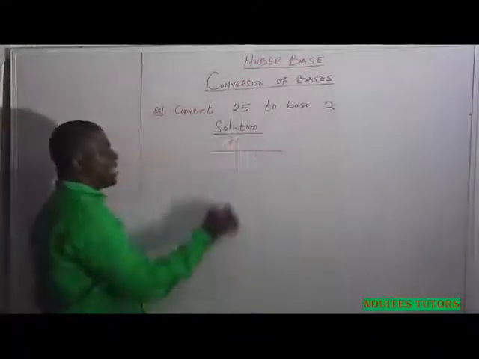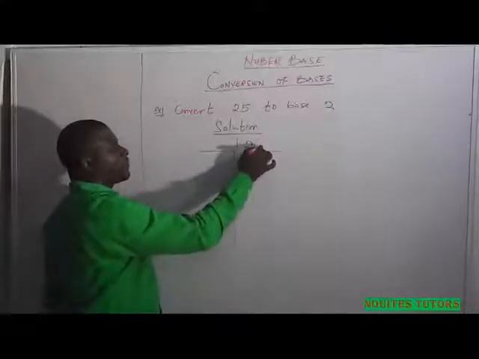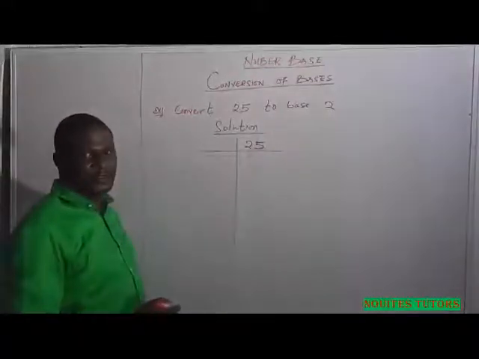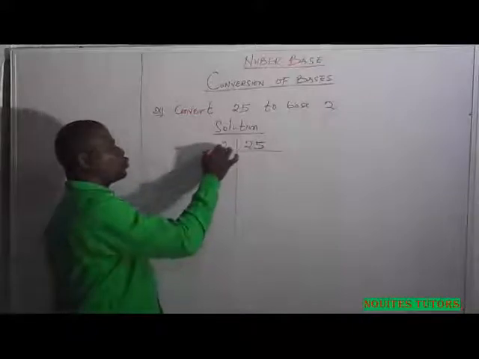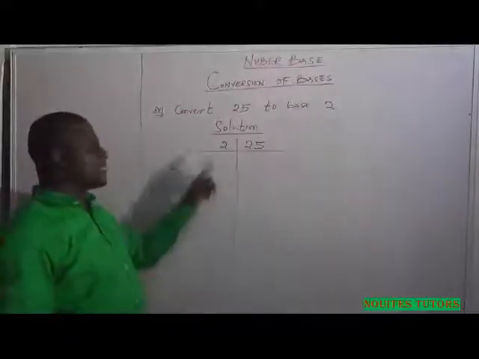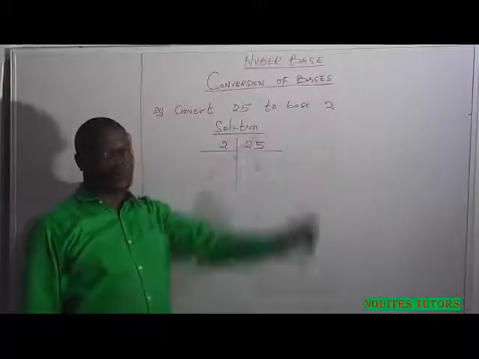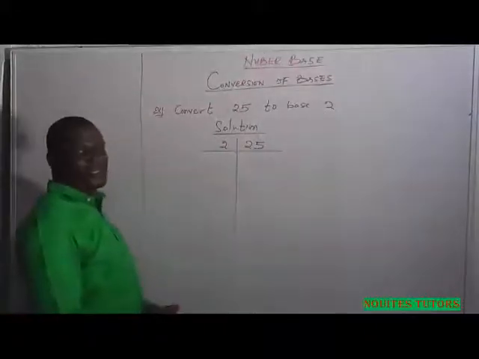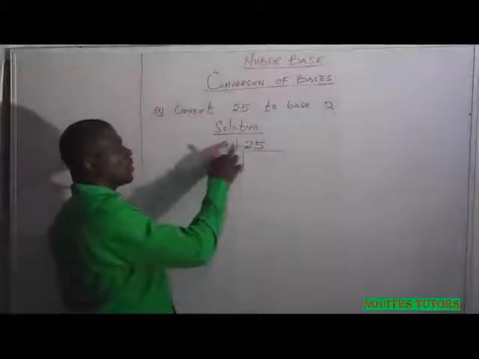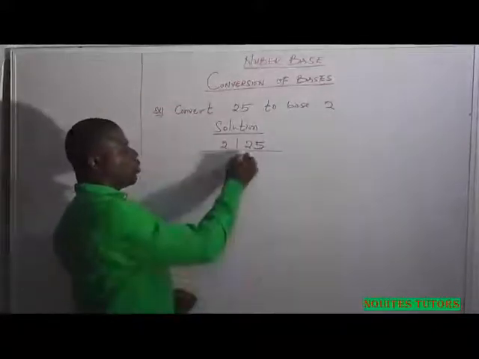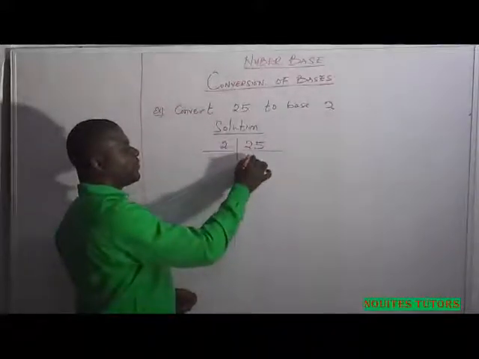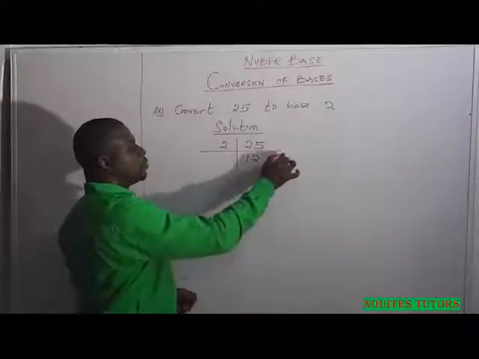So I'm going to write the 25 at this other side. Then I'll put my 2 here. Why am I starting with 2? Because I want to convert to base 2. So I can now say that 2 in 2 is 1. 2 in 5 is 2, remaining 1.